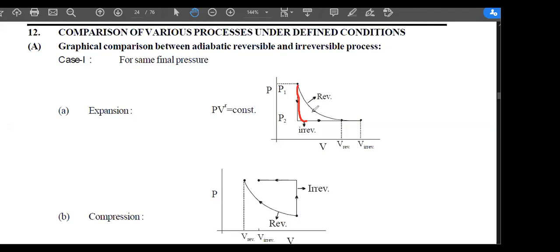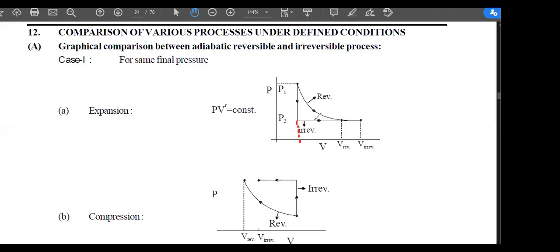Now if we talk about work done for reversible process, it is this whole area, because pressure is changing at each and every point, and so is volume.